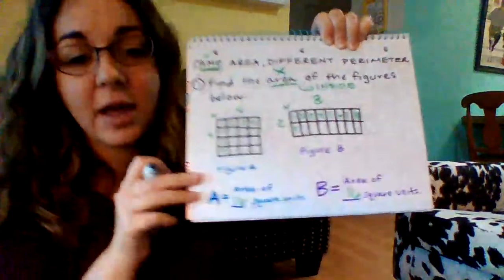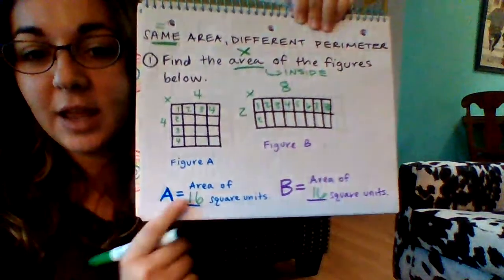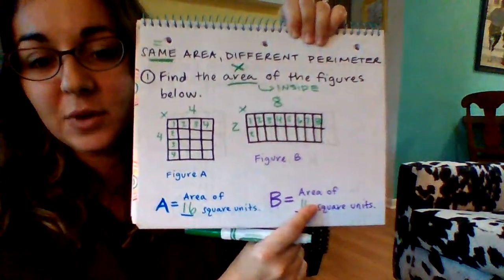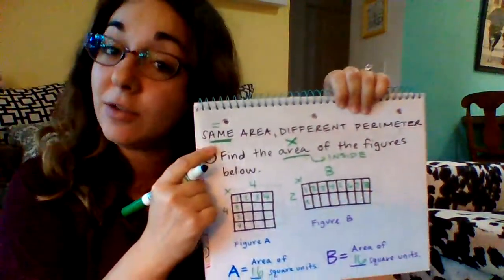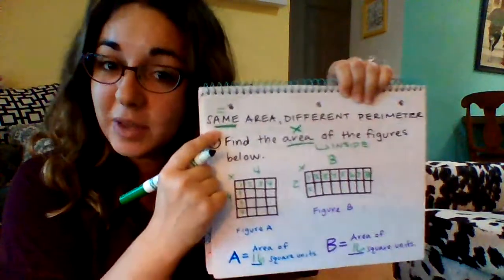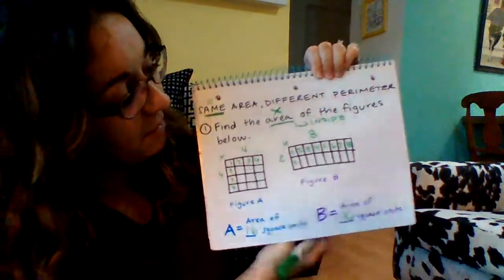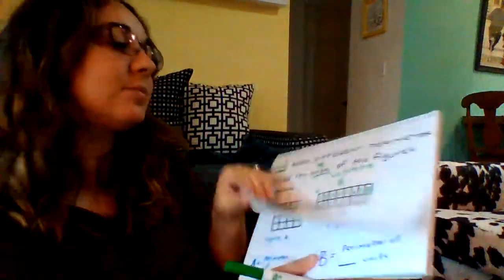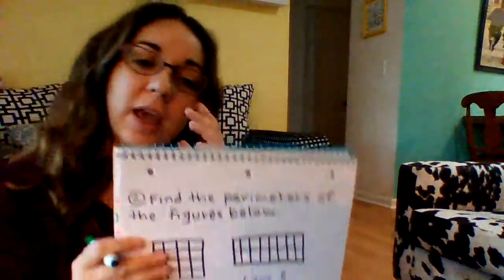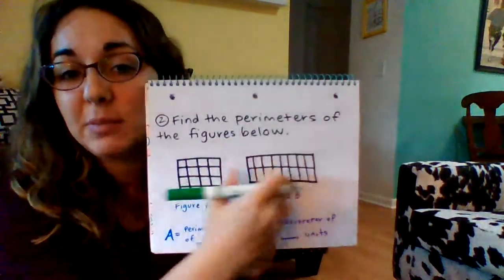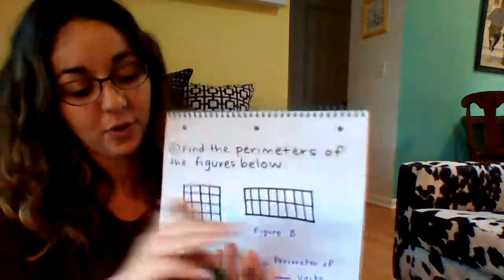And oh my gosh, would you look at that? 16 square units, 16 square units. Can you believe it? The area of these two shapes is equal. I wonder if there's a major clue in the title of this lesson that let us know that that was going to happen. So just like yesterday, I'm looking at the same shapes again, but now they're asking me a different question about them.